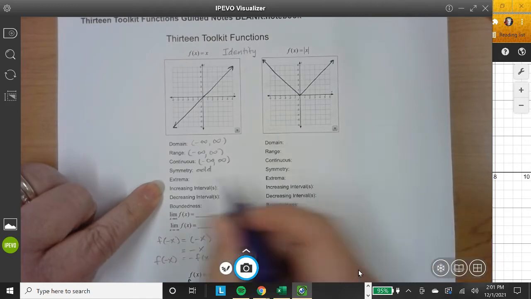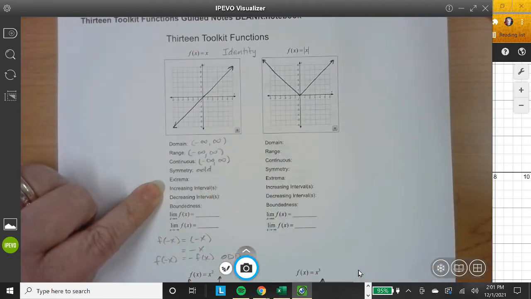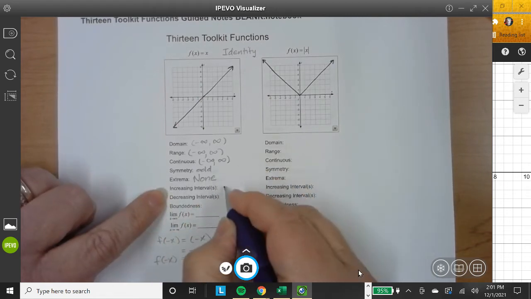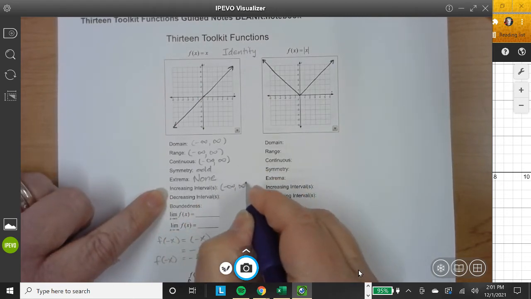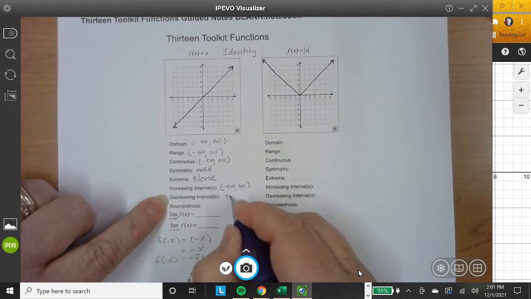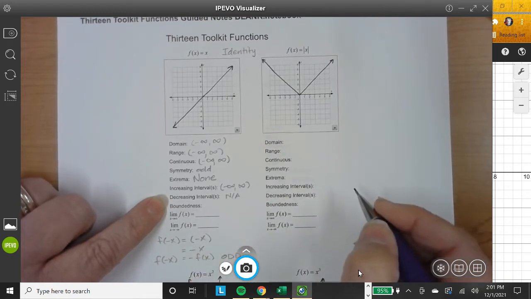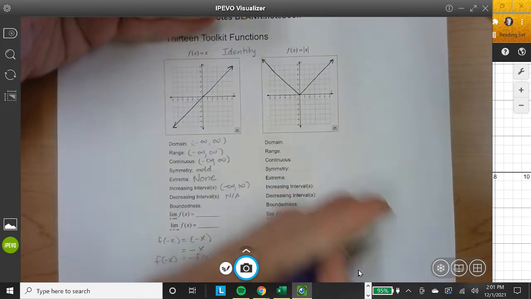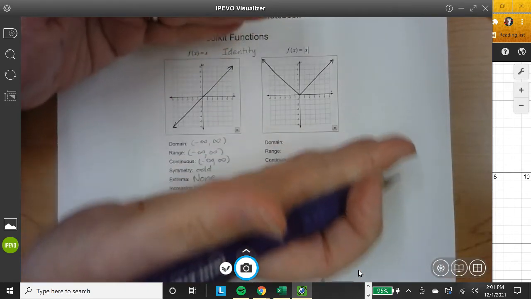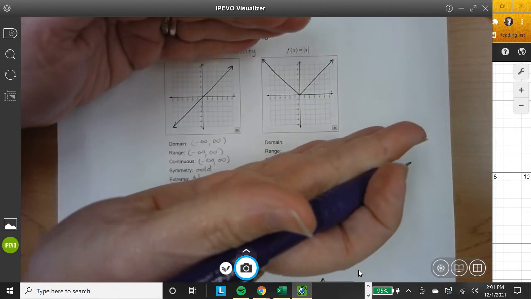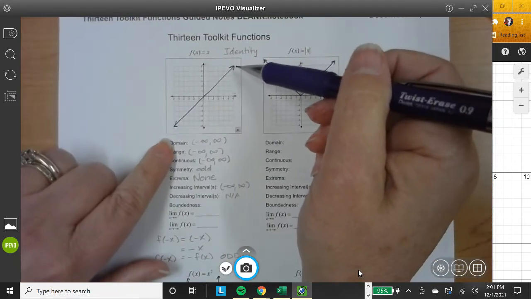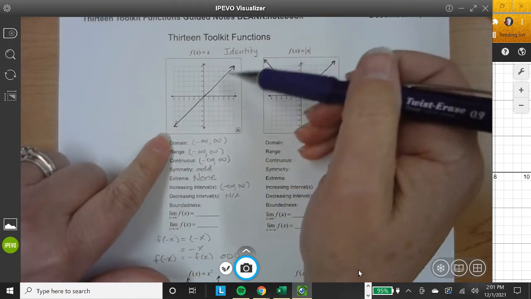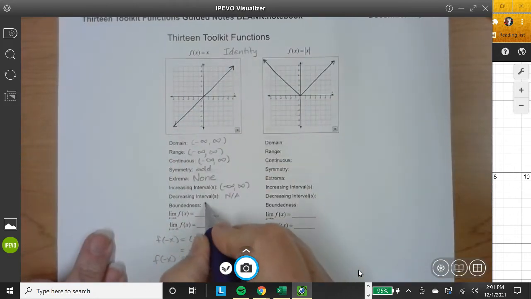All right, the extrema: this function has no absolute max, min, or even relative extrema, so this would be none. And it's increasing for all real numbers, and it doesn't have any decreasing intervals, so not applicable. Now, boundedness. Boundedness means are the y values bounded by any y value, and y equals x is certainly not bounded in the y direction because it goes off to infinity and negative infinity. So this is not bounded.